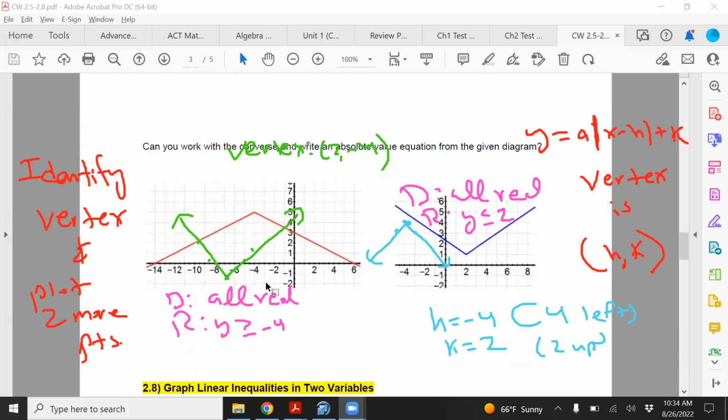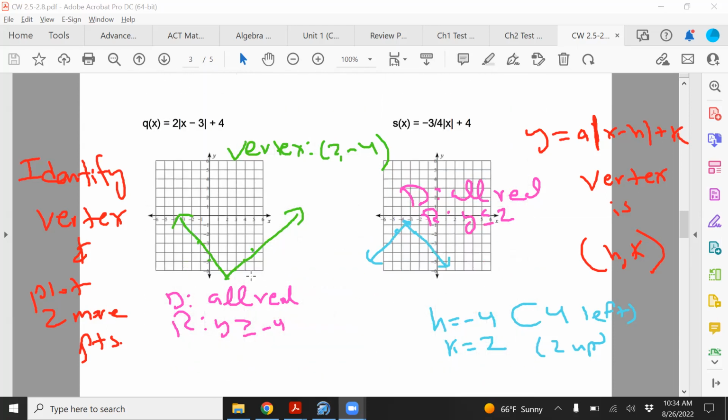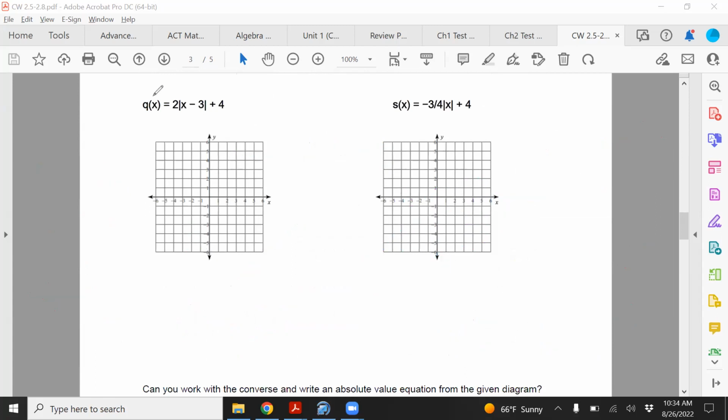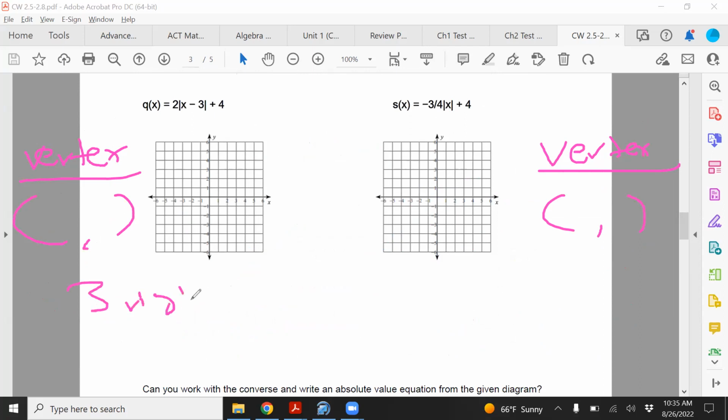Okay, let's do 2 more graphs, and then we'll move on to 2-8. Okay, so this goes 3 right, 4 up.